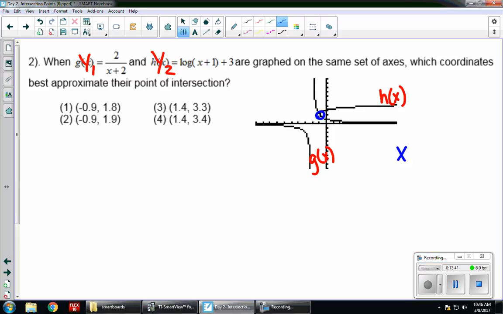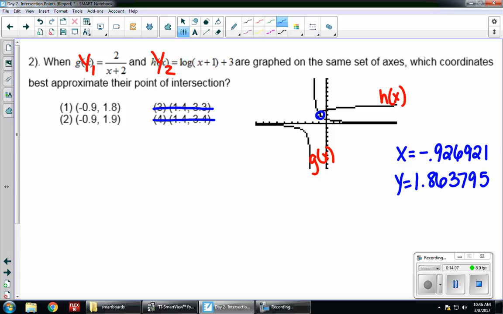So x is equal to negative 0.92691 and y was equal to 1.863795. So they didn't tell us what to round to, but if we take a look at our answer choices, first of all, x has to be a negative 0.9, so I can automatically cross out choices 3 and 4.